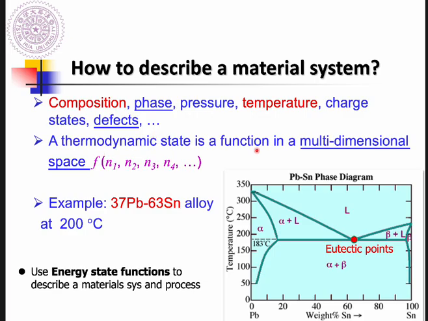And besides these parameters, some people also use the energy state functions to describe these material systems and also the process. For example, U is internal energy, H is enthalpy, A means the Helmholtz free energy, and G is the Gibbs free energy. You also can use the energy state functions to describe the material systems.